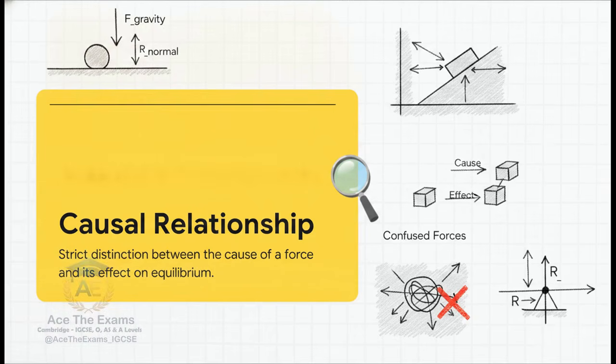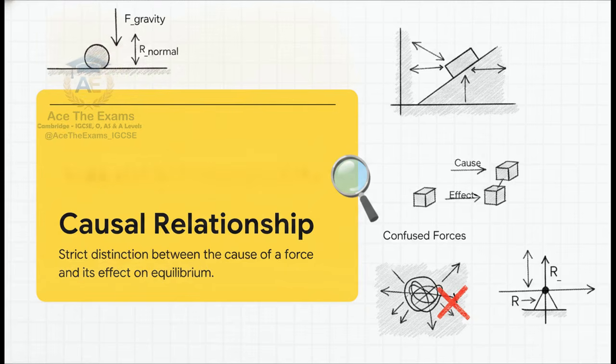Confusing cause and effect is just a massive, massive trap in Section 4.1 forces and equilibrium. For instance, students will so often draw a normal reaction force arrow pointing straight up on their diagram without clearly understanding that it's actually a reaction to the component of weight that is pressing perpendicular against that specific surface.